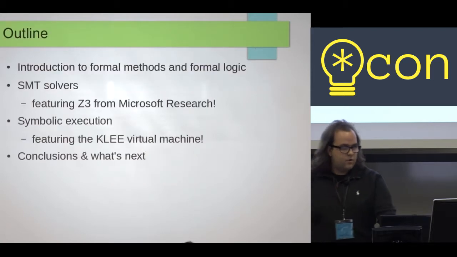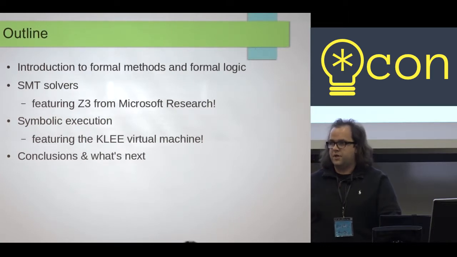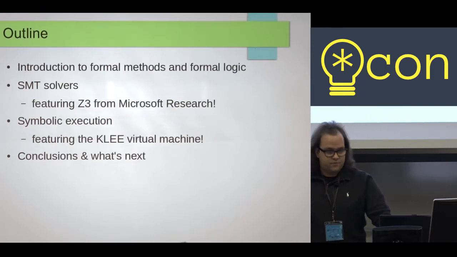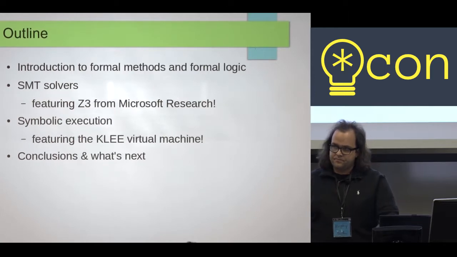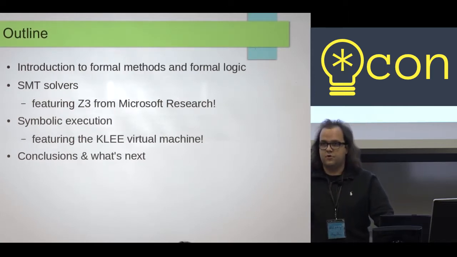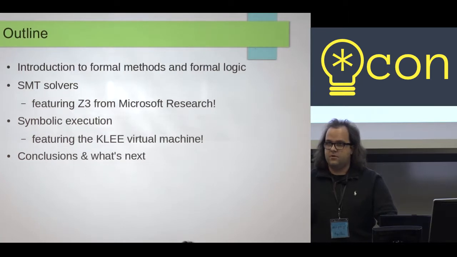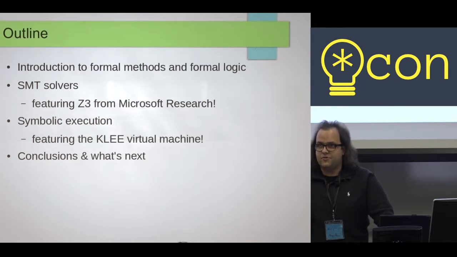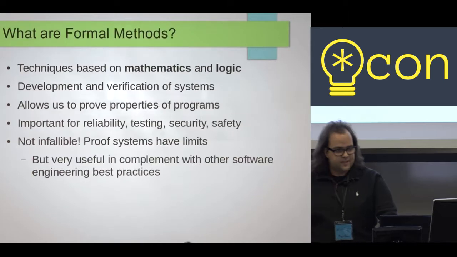Let's get started. So we're going to go over an introduction to what formal methods are, and also a little bit of formal logic, which I promise won't be that bad. And then we're going to talk about SMT solvers, which are a really cool new technology. And I'm going to show you actually the Z3 solver from Microsoft Research, which I've contributed code to. We're also going to learn a little bit about symbolic execution, which is a cool application of formal methods. And we're going to see a little bit of the CLI virtual machine. Both of these tools are freely available and open source. You can download them today and start using them right away. And then we're going to talk about a little bit of the future of formal methods and some of my research directions. And this should be a lot of fun, so let's get started.